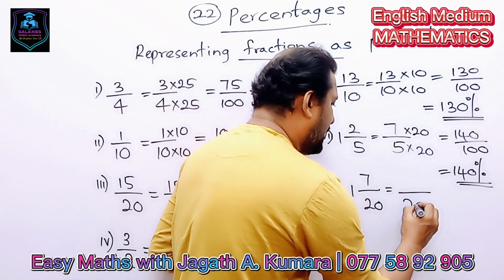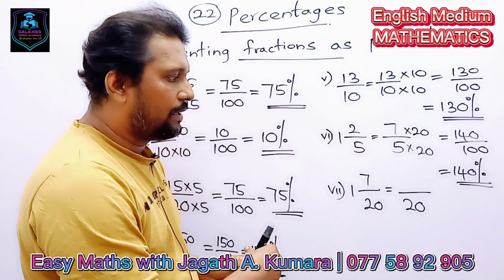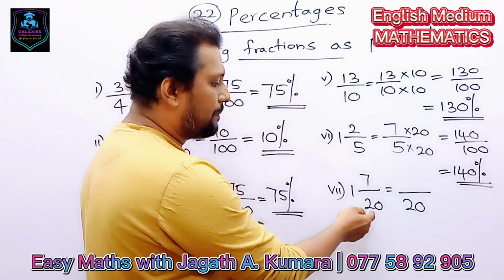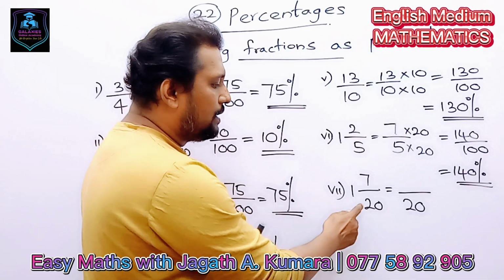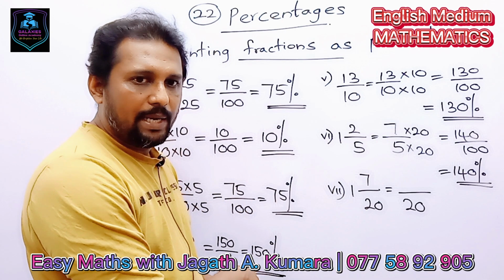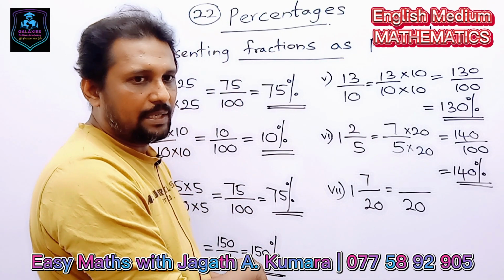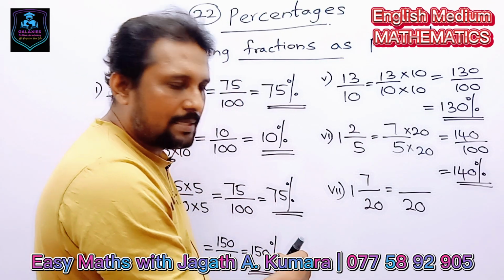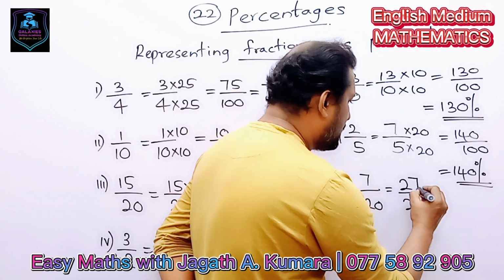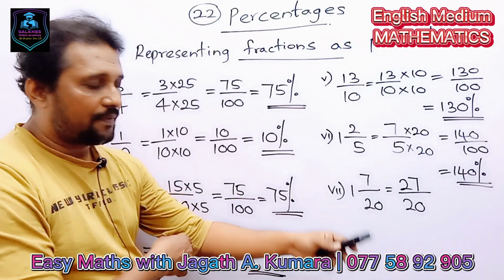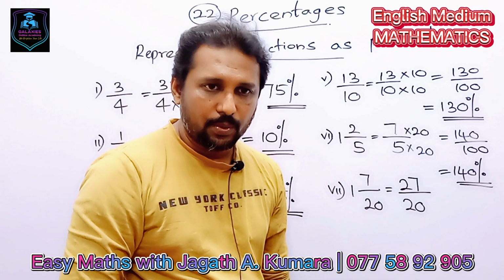Denominator is 20. Then we have to find the numerator. These two first you have to multiply, no? Denominator and whole number. 20 multiply 1, 20. 20 plus numerator value 7. 20 plus 7, 27. So the mixed number you can convert into improper fraction. Improper fraction is 27 over 20.